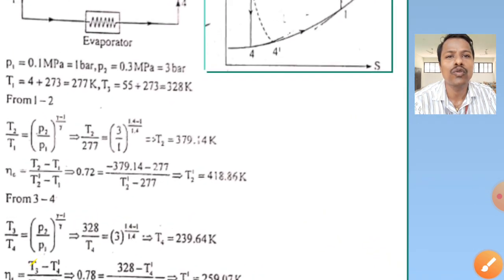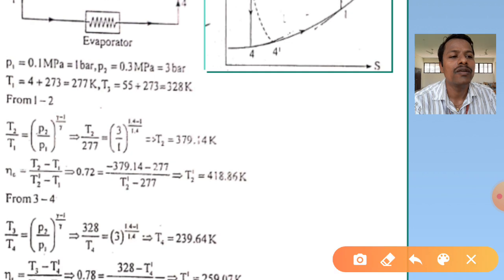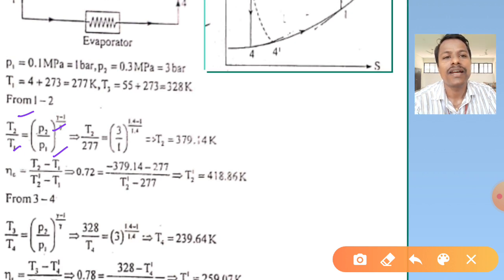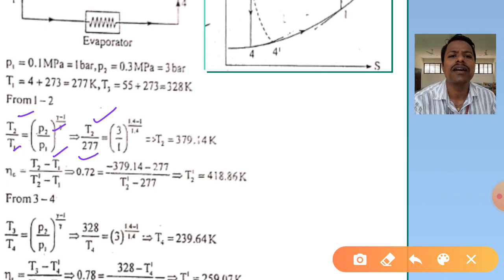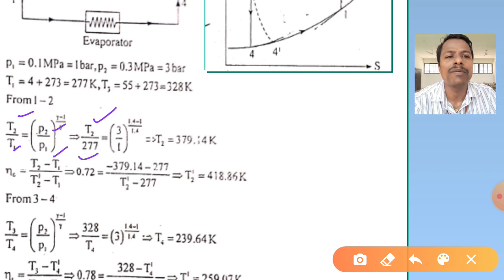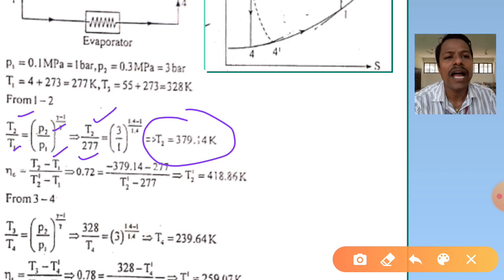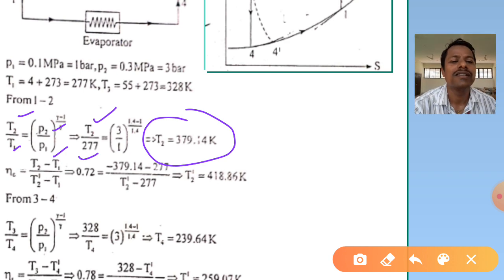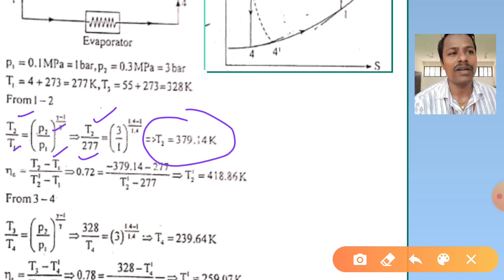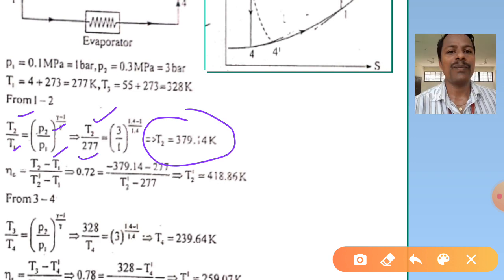From process 1 to 2, we know the law: T2 upon T1 is equal to P2 upon P1 bracket raised to the power gamma minus 1 divided by gamma. T1 is 277 Kelvin, it is given data. After substituting I will be able to calculate T2 as 379 Kelvin, but I do not need T2 here because T2 dash is the requirement, because he has given the compressor efficiency formula.